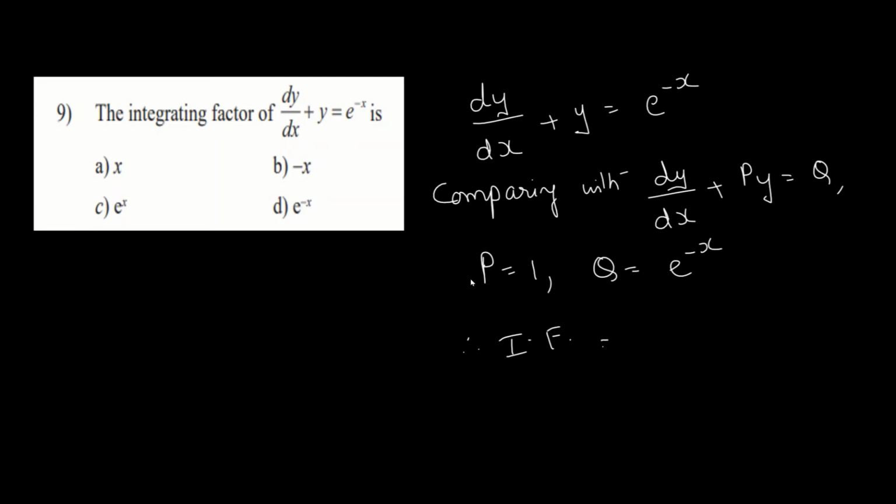So the integrating factor becomes e raised to integral p dx, which is e raised to integral 1 dx. And you know that the integral of 1 is x. And therefore, we have integrating factor is equal to e raised to x. So over here, we are getting the answer as e raised to x. So the correct option from here is e raised to x. So this becomes the correct option.